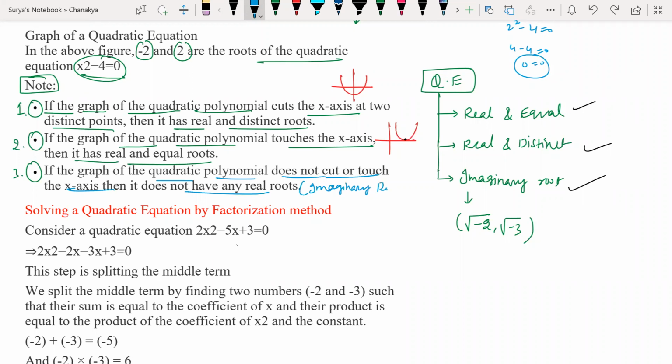Imaginary roots. Okay, very simple. For imaginary roots, the graph does not cut, nor touch, nor intersect the x-axis. How will it be? It will be something like this. This is my x-axis, so it will be like this. It is neither cutting nor touching the x-axis.